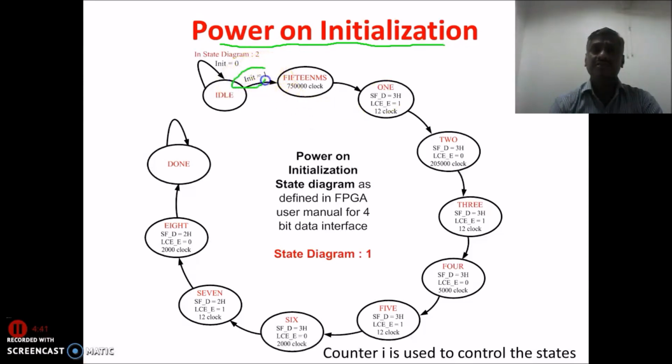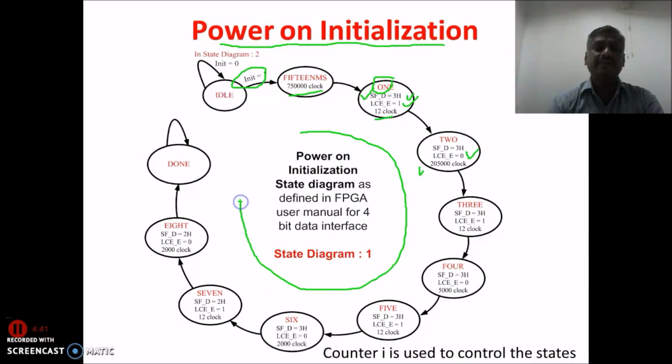Now here, whenever initialization is equal to 1, then we have to wait for 15 milliseconds. Means the board which I am using has a clock frequency of 50 megahertz. That's why I need to wait for this many clock cycles. Then it will go to the next state, which is nothing but 1. In this particular state, we will make SF_D equal to 3H, we are transmitting, and we are making enable equal to 1, it will remain for 12 clock cycles. Then enable is equal to 0, it will remain for this many clock cycles. Means these are the steps given by the kit manufacturer, and we have to follow the user manual given by the manufacturer, and when it becomes 1, we are active in state diagram number 2.